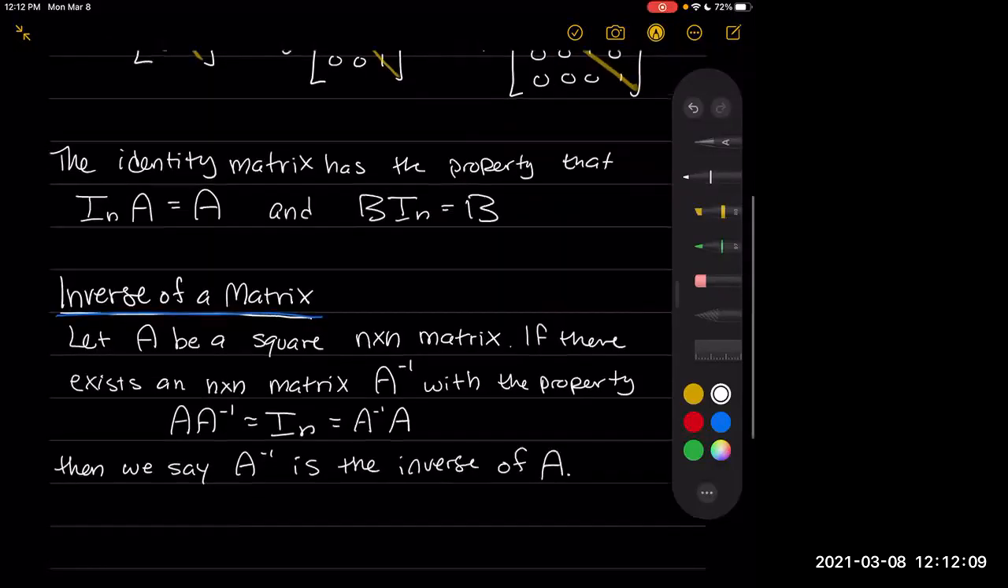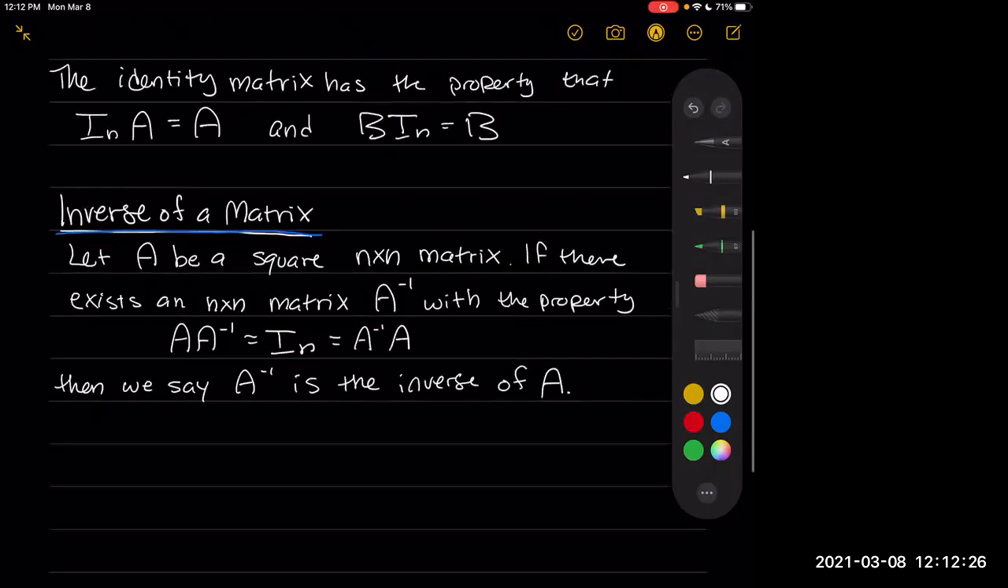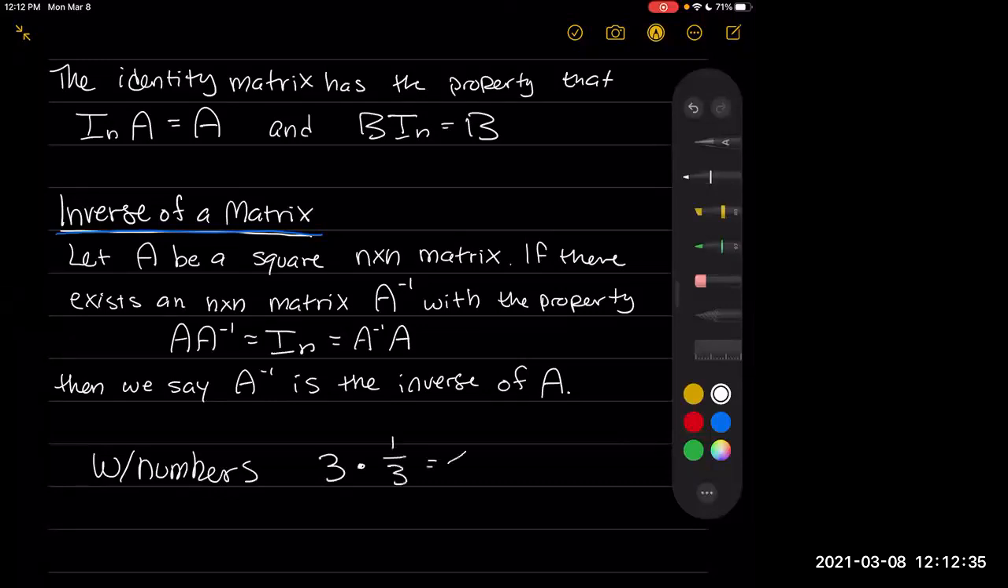So we don't always have an inverse for every matrix. There exists some matrices that don't have inverses, but if we do find one and it has this property, then we call it the inverse. And this is similar to if we were to, like with numbers, if we had 3 and we multiplied by 1 over 3, that gives us 1. So this 1/3, this is the inverse of 3. So we're doing a similar thing with matrices now.